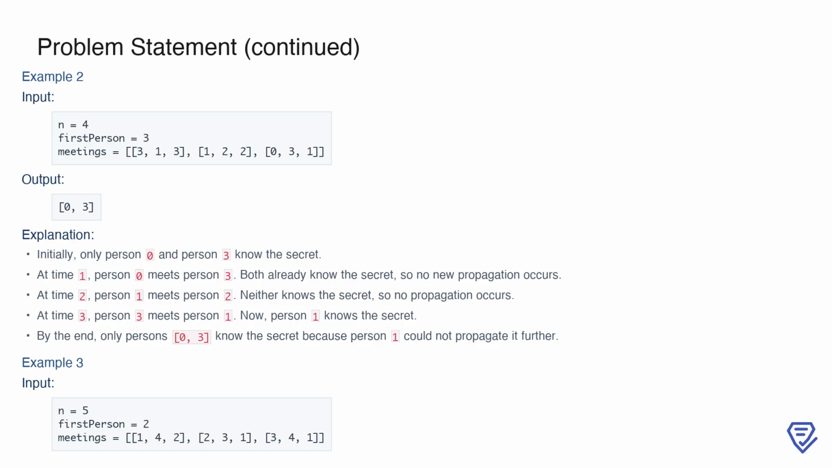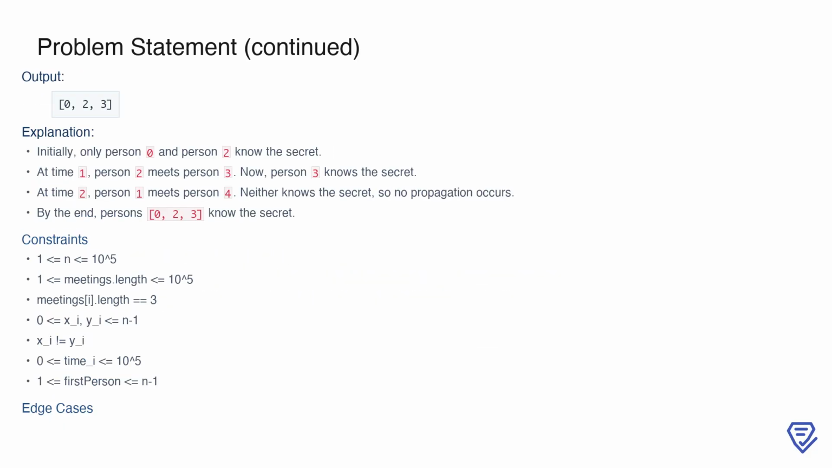In the second example, n is 4, first person is 3, and the meetings array specifies 3 interactions. Initially, persons 0 and 3 know the secret. At time 1, person 0 meets person 3, but since they both already know the secret, no further propagation occurs. At time 2, person 1 meets person 2, but neither knows the secret, so nothing changes. At time 3, person 3 meets person 1, spreading the secret to person 1. However, person 1 cannot propagate the secret further. By the end, only persons 0, 3 know the secret.